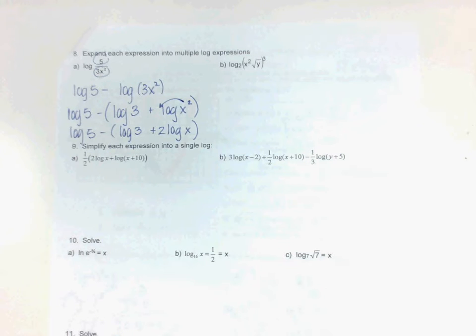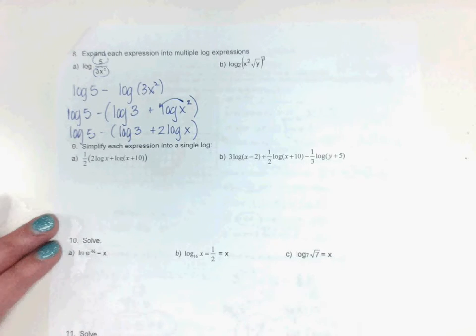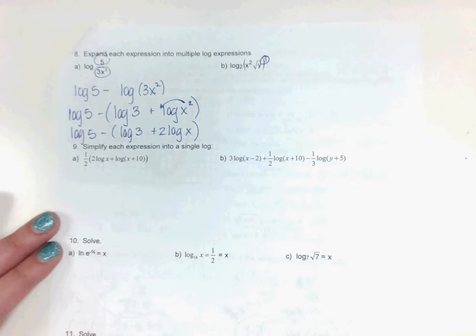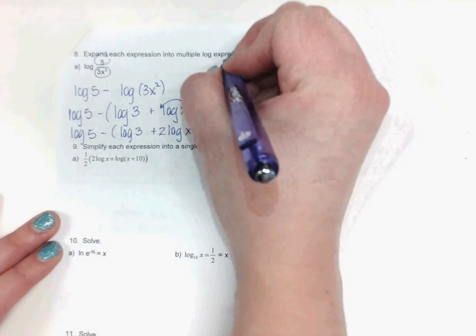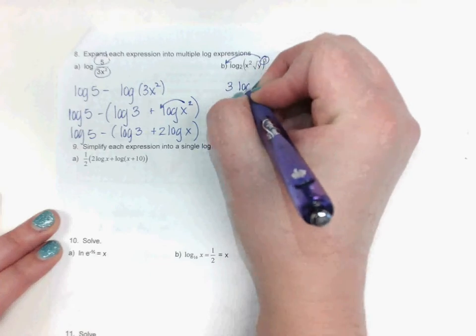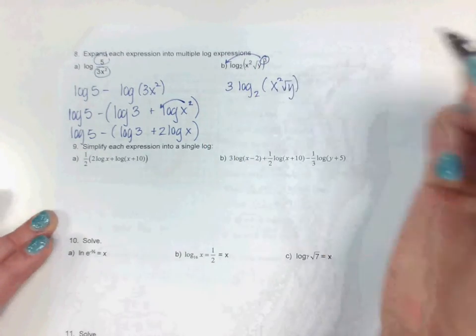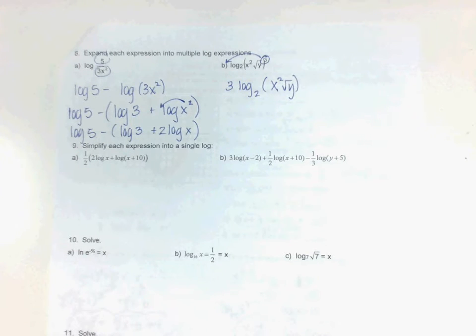Okay, look at the one right next to it. What do I do first? You're adding. Okay, I am going to separate with adding, but I got this 3 on the outside. Put it in the front. Good job. So I'll have 3 log 2 x squared root y. So the first thing I do is I move that 3 out of the way.